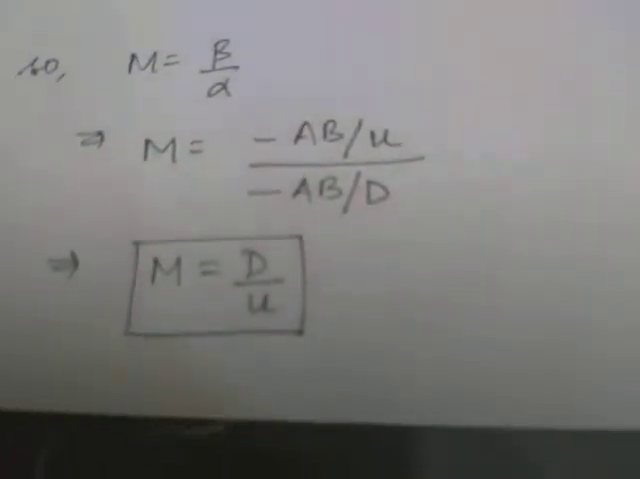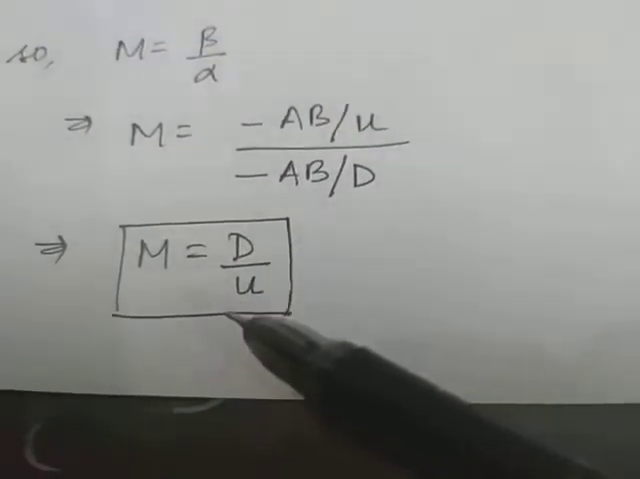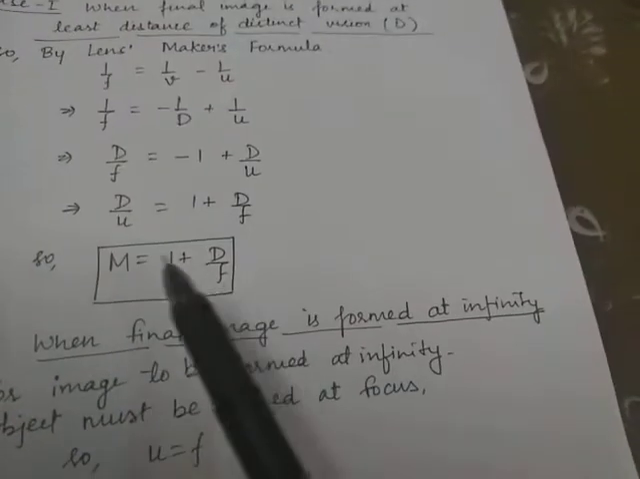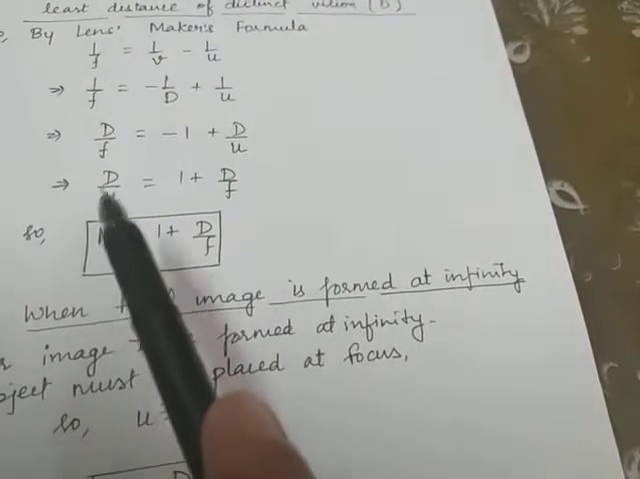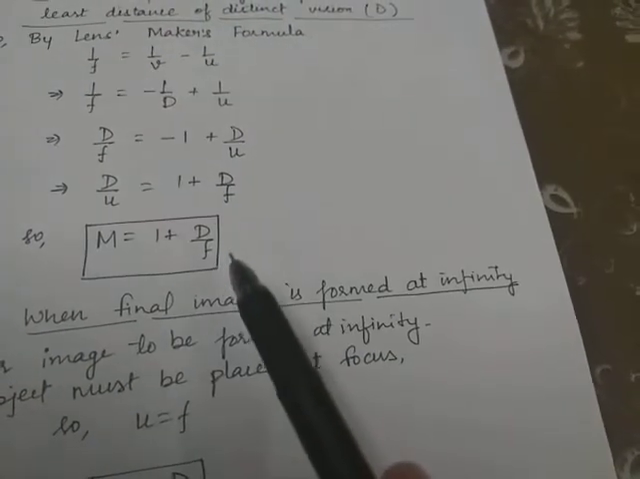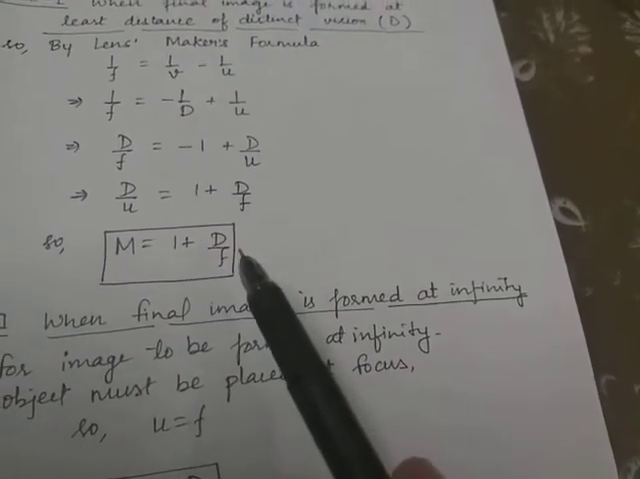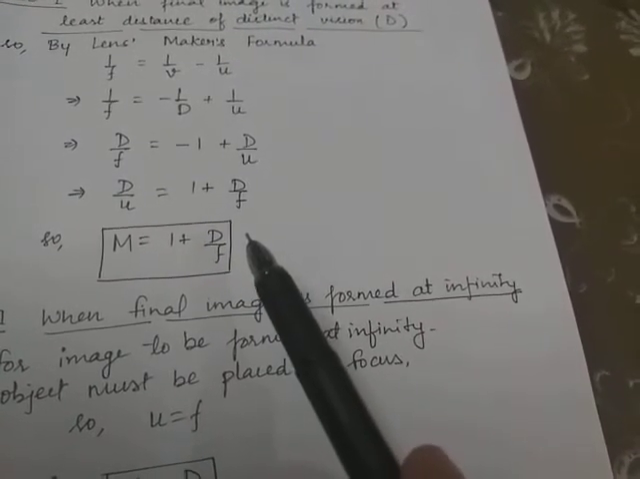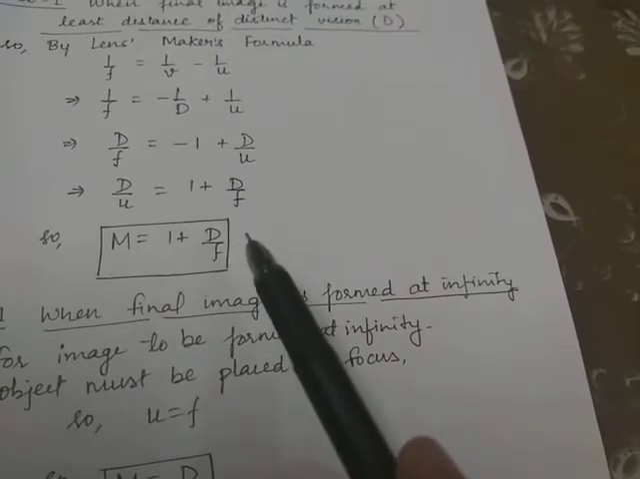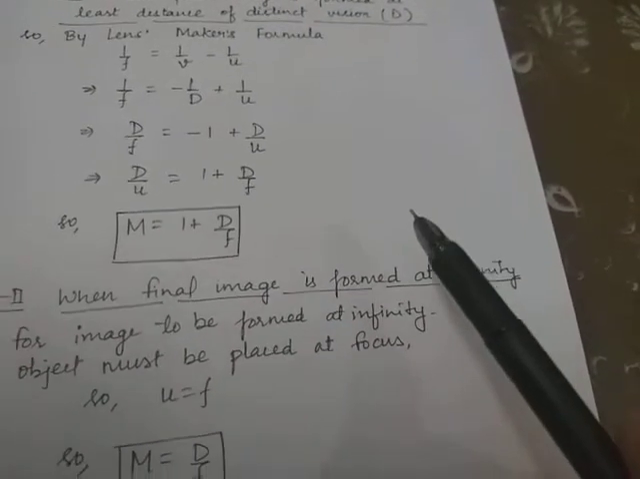As I have already told you, M is equal to D by u is the general expression. So here D by u is equal to 1 plus D by f, so it can be written as M. So M is equal to 1 plus D by f. That is the expression of magnifying power of a simple microscope in the case when the final image is formed at capital D.